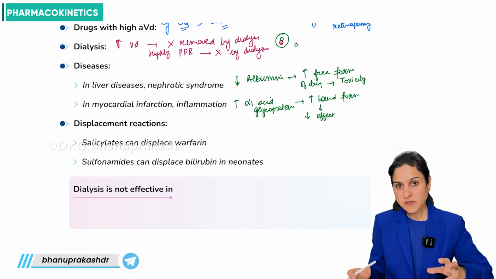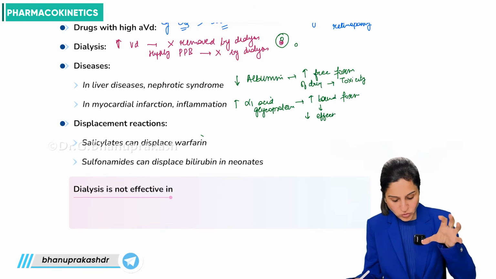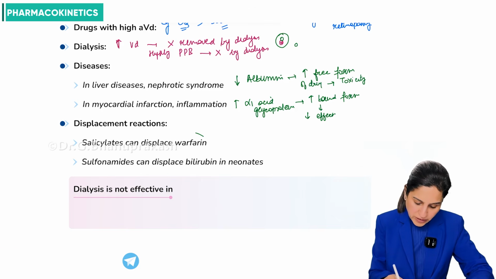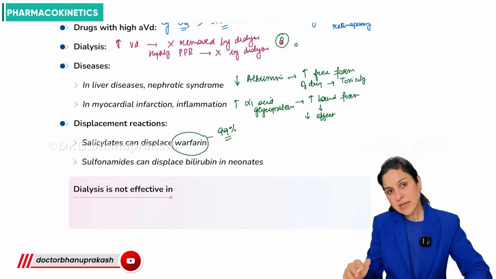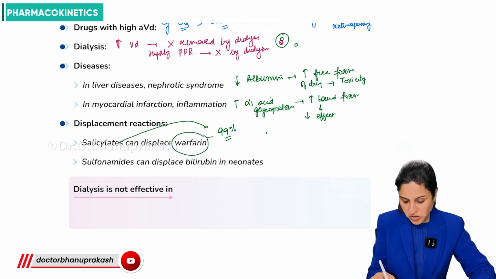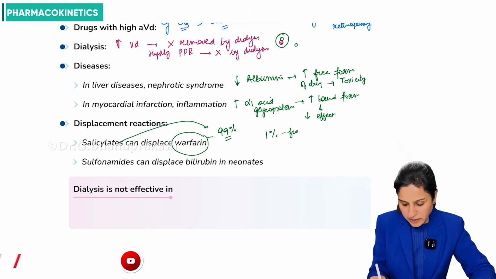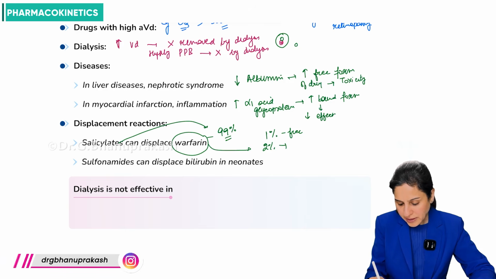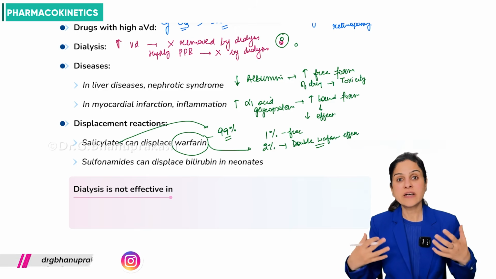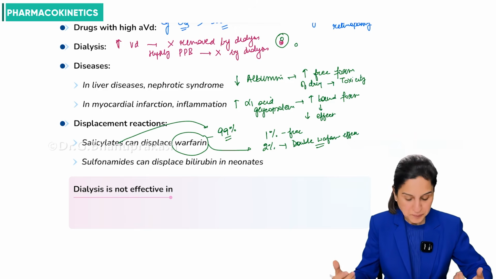Displacement reactions, for example: two drugs are highly plasma protein bound and bind to similar plasma proteins. Warfarin is a drug which is 99% plasma protein bound. If you give another drug like salicylates, which are also plasma protein bound, they can displace warfarin. Initially only 1% was free, but after displacement, let's say 2% becomes free. So there is double the warfarin effect, meaning the anticoagulant effect will double, and the patient can have bleeding tendencies.